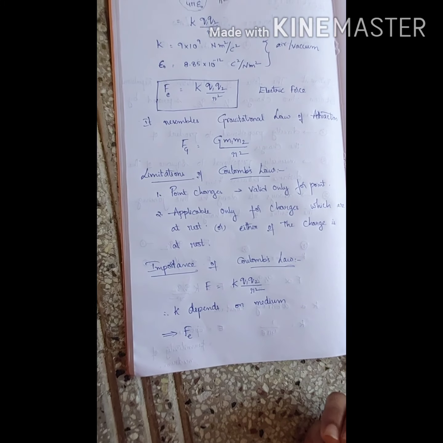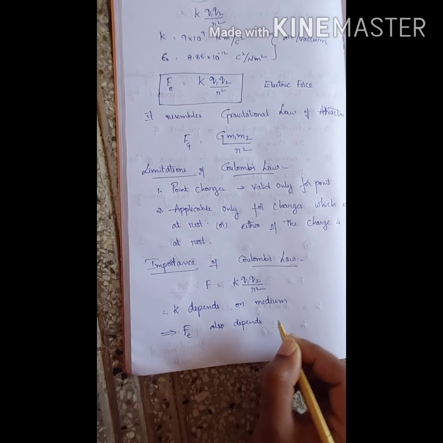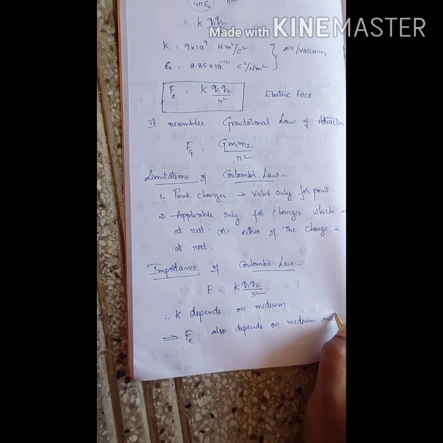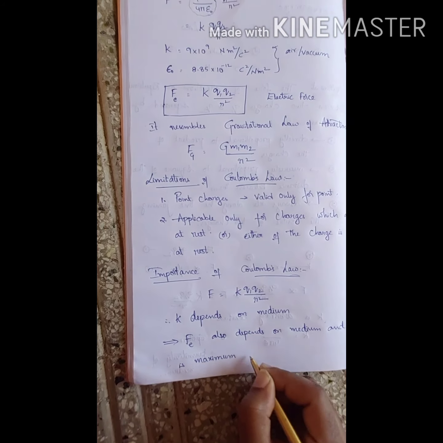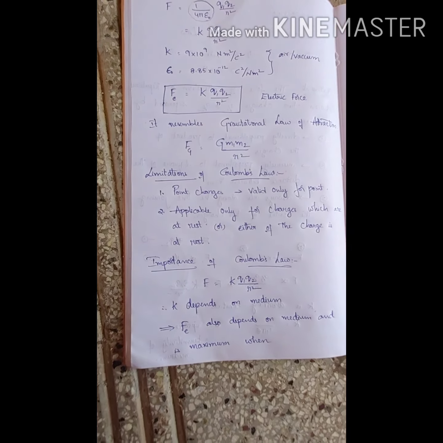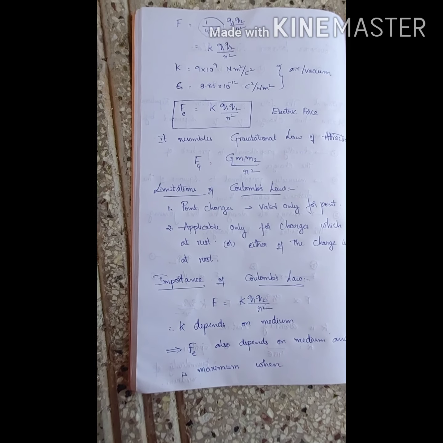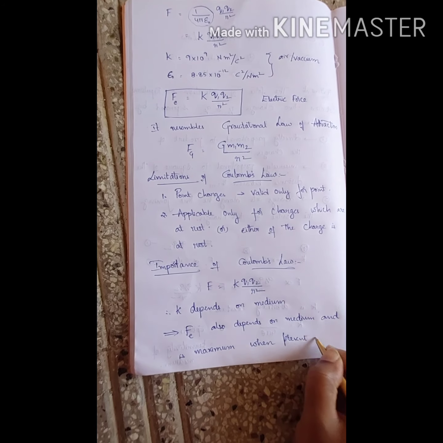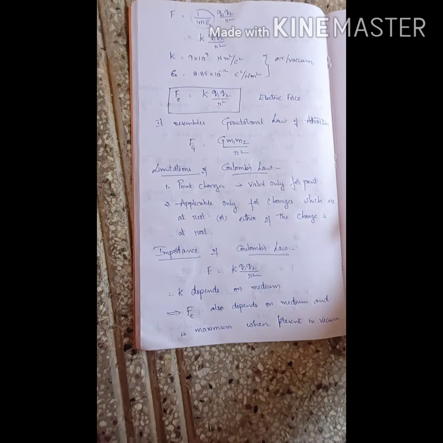I am just writing as Fe. The electric force also depends on medium and is maximum when the value of force of attraction or repulsion between the charges is maximum when the two charges are present in vacuum, or you can write as space.